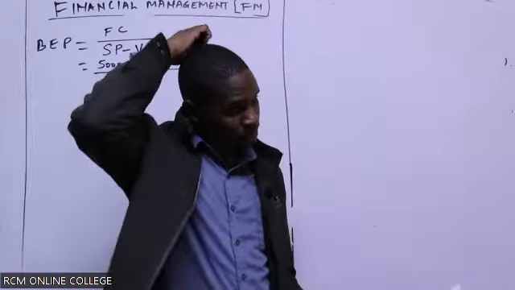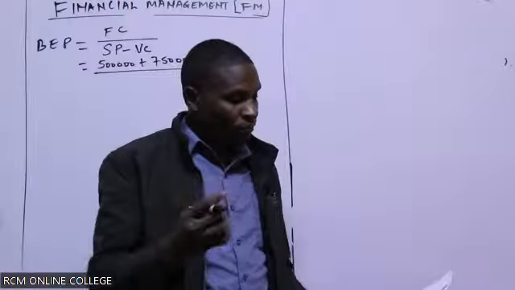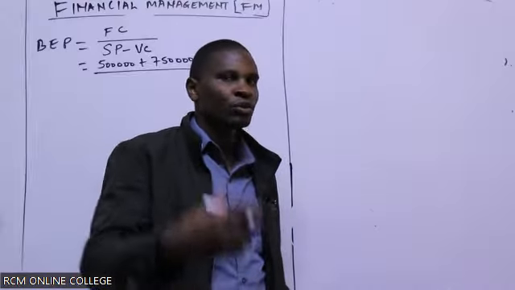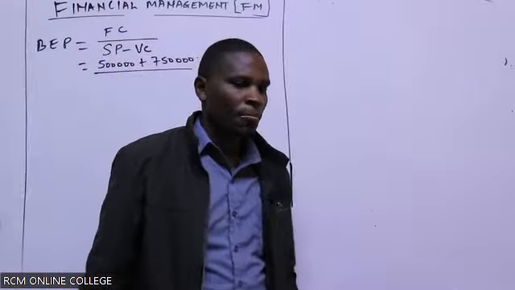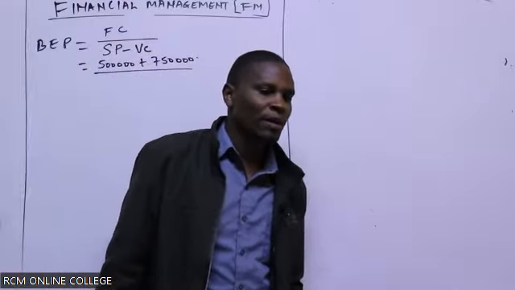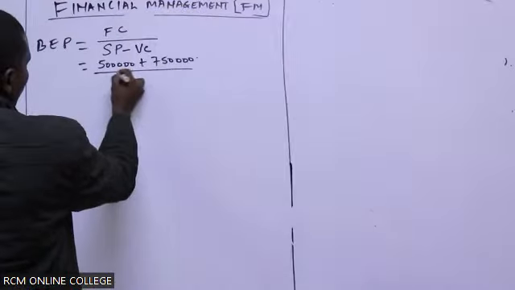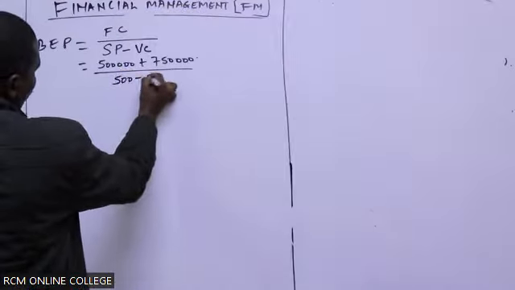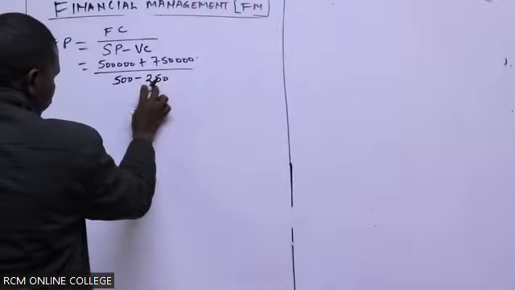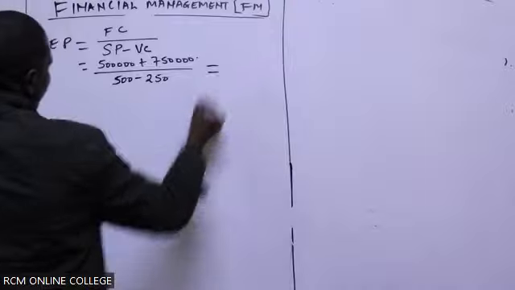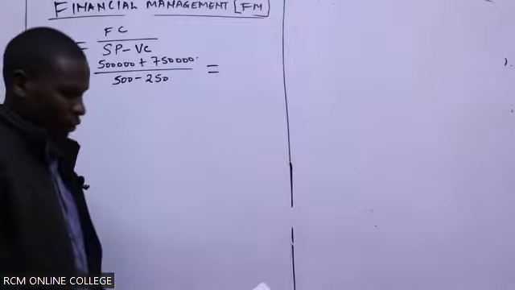So hapa ni kuhesabu tu. So 50% of that dropper ni ngapi? 50% of the selling price itakuwa ngapi? Si ni nusu ya 500. So hiyo ndio itakuwa variable cost. So variable cost will be 500 minus 250. Na tumepata hii 250 aje? 50% of our sales. So whatever that you get will be your break point.